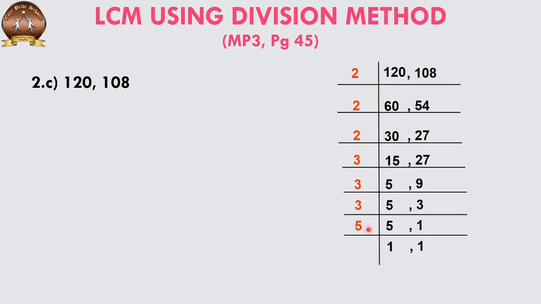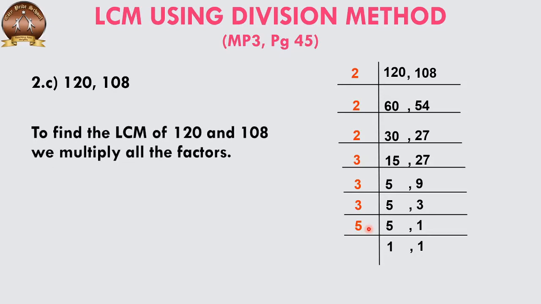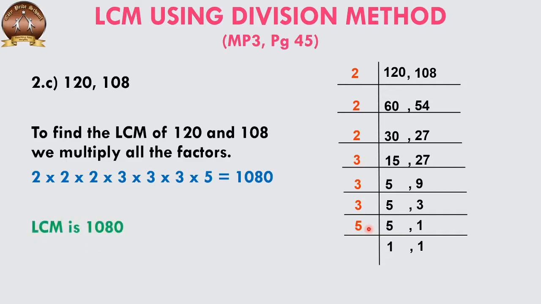But yes, the numbers that we have got as the factors are 2, 2, 2, 3, 3, 3 and 1, 5. So to find the LCM of 120 and 108, we will multiply all the factors. When we multiply all these numbers, we get 1080 as the answer. So what is 1080? It's the LCM of the two numbers 120 and 108.